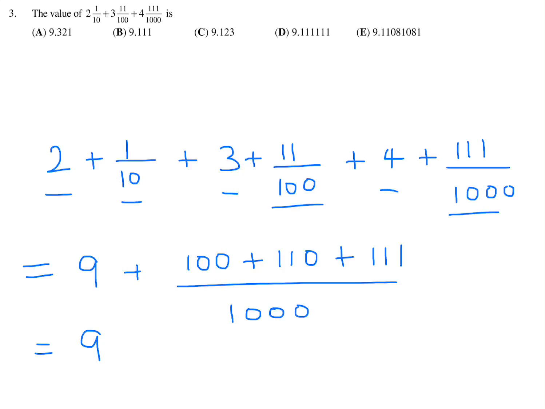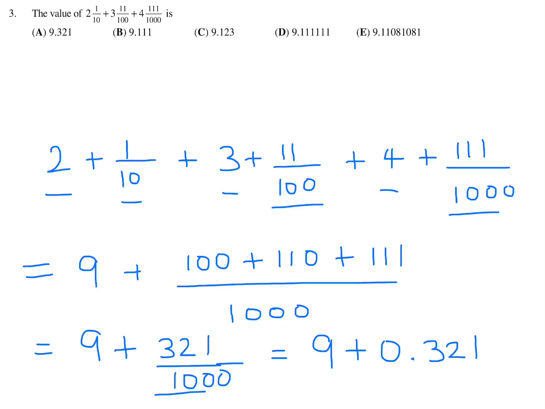So therefore, this becomes 9 and 321 over 1,000. And then if you convert that fraction into a decimal, it'll be 0.321. Therefore, this is, of course, 9.321. So the answer is A.